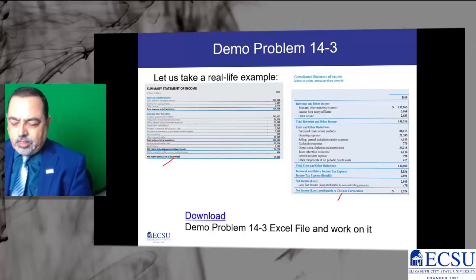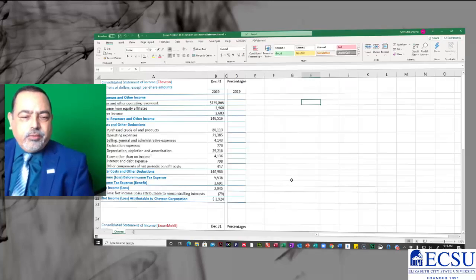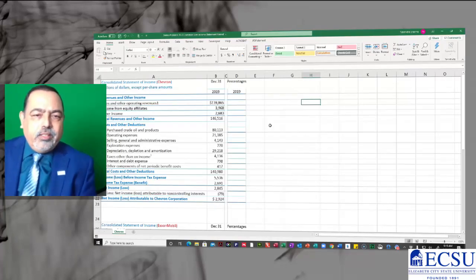Now let's download the file. You can work with me. I'll be uploading that with the video. So let's go ahead and download the file. You can see I have already created the format. Now again, let's repeat the whole process.